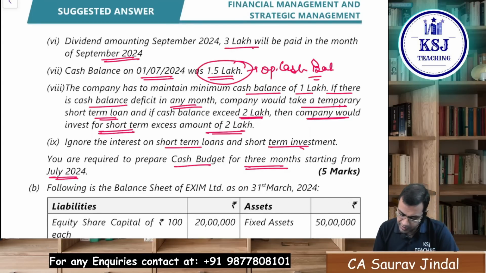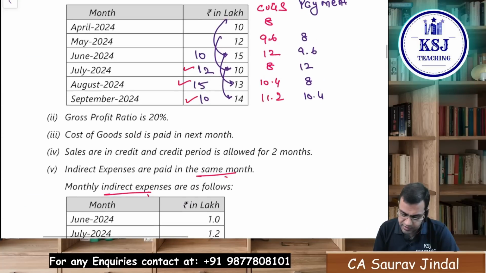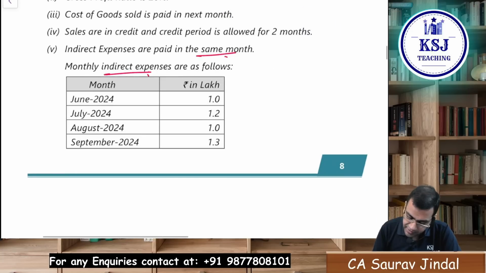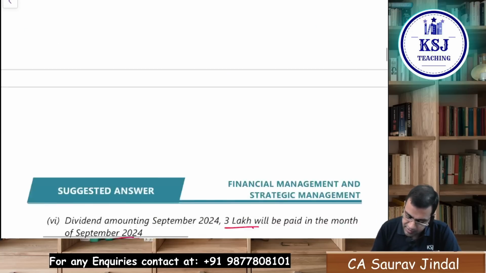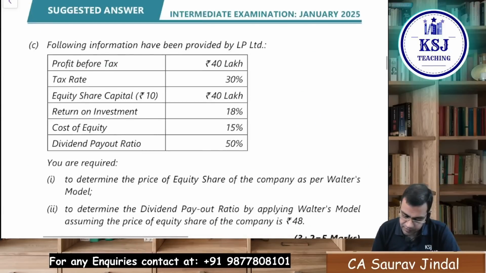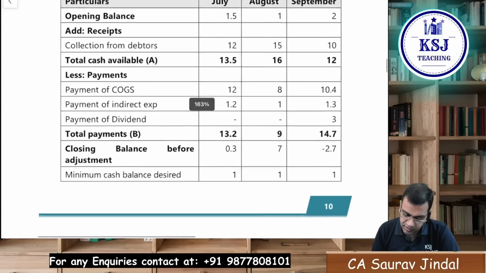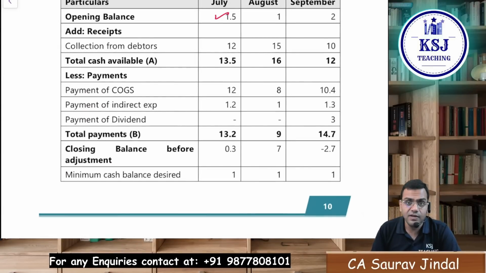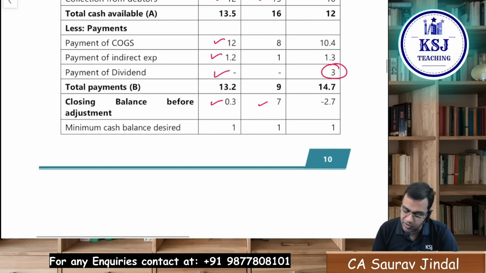Right? I don't think there are any other receipts. Receipts are from sales only. Then payment will be one COGS payment of this, then indirect expenses payment of this, then in September you will pay dividend, right? That's it. So if you see the opening balance of 1.5, in the receipts, collection from debtors 12, 15 and 10, payment of COGS, indirect expenses and payment of dividend, total payment, closing balance before adjustment.